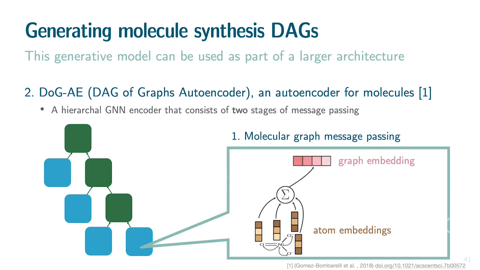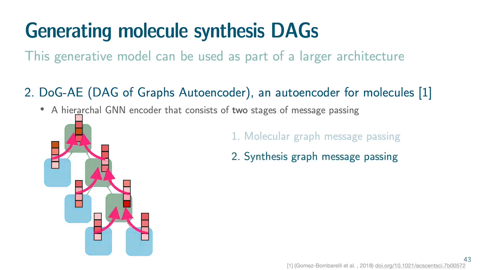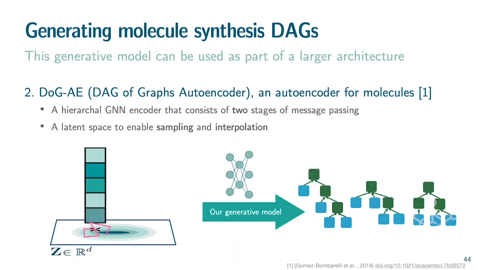The first stage of message passing occurs on the molecular graph associated with each node of the DAG. Here, messages are passed between the atoms within a molecule before being summed to create molecule-level embeddings. The second stage of message passing occurs over the synthesis DAG structure itself, where these initial molecule embeddings are then updated by passing messages forward on the DAG between the molecules.